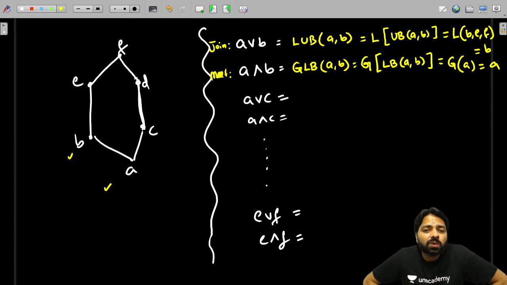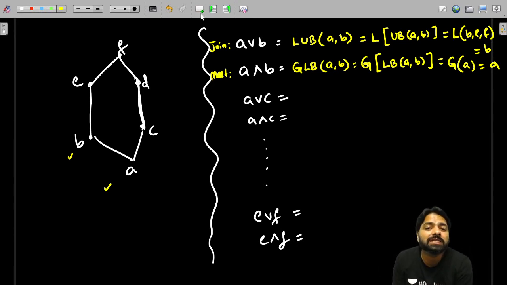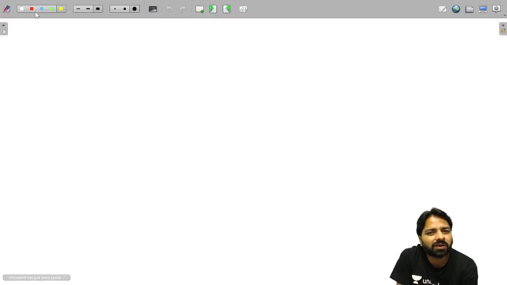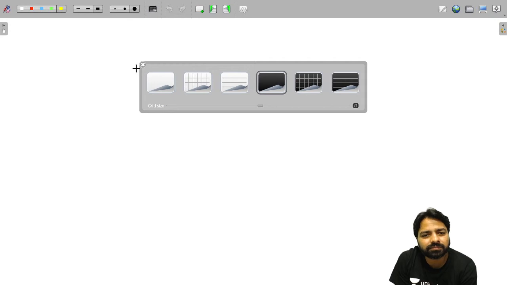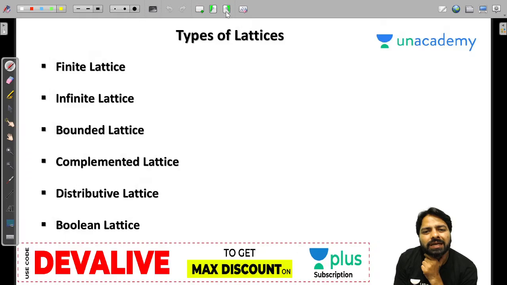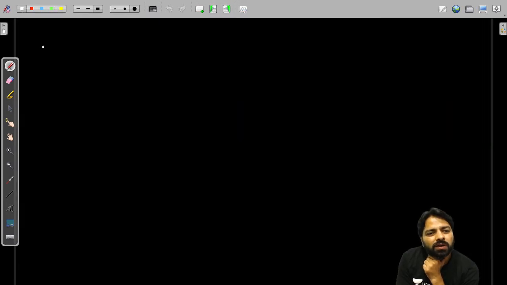Instead, we will learn what is not a lattice, which is easier than knowing what is a lattice. We are going to practice identifying lattices. Before going to the types of lattices, I just want to find out which of them are not lattices. First one, look at this example.